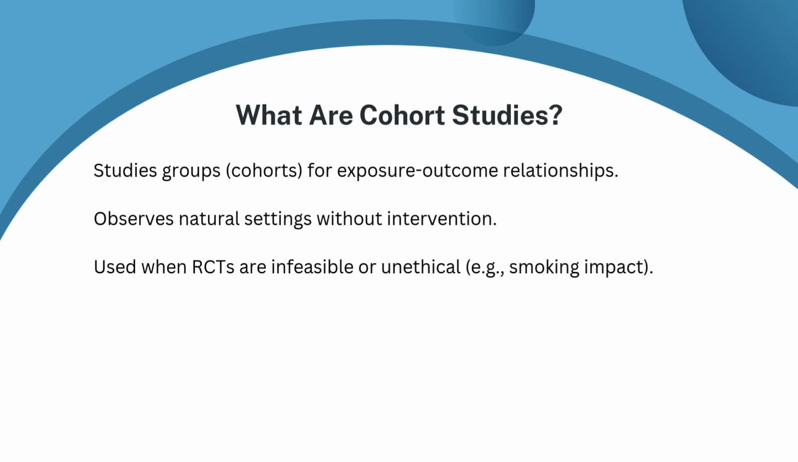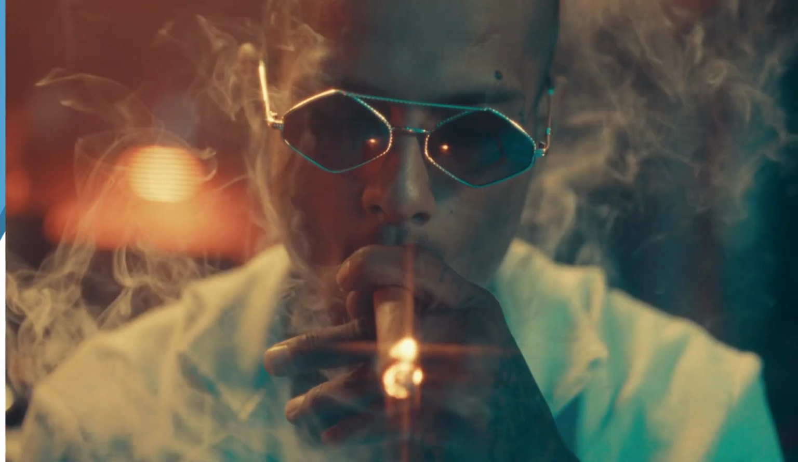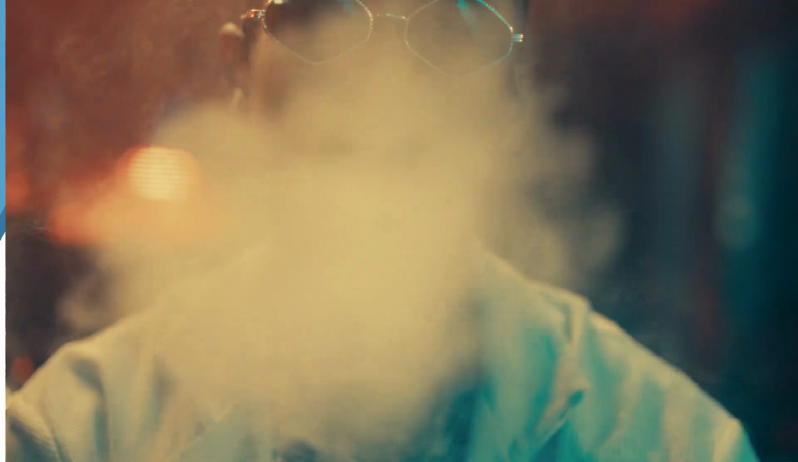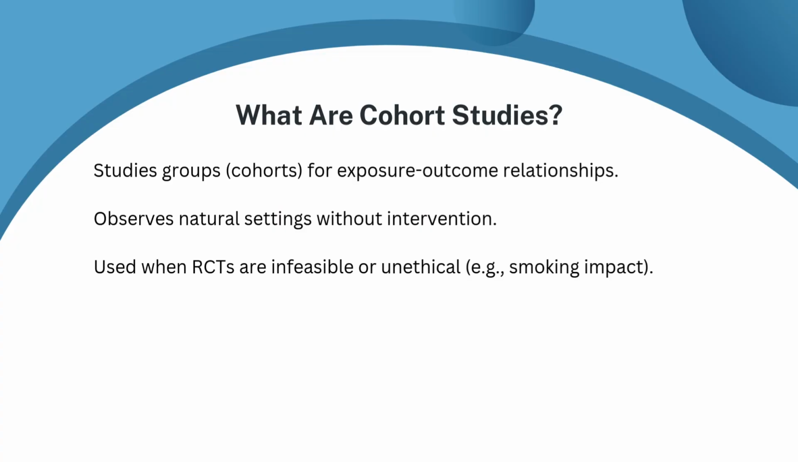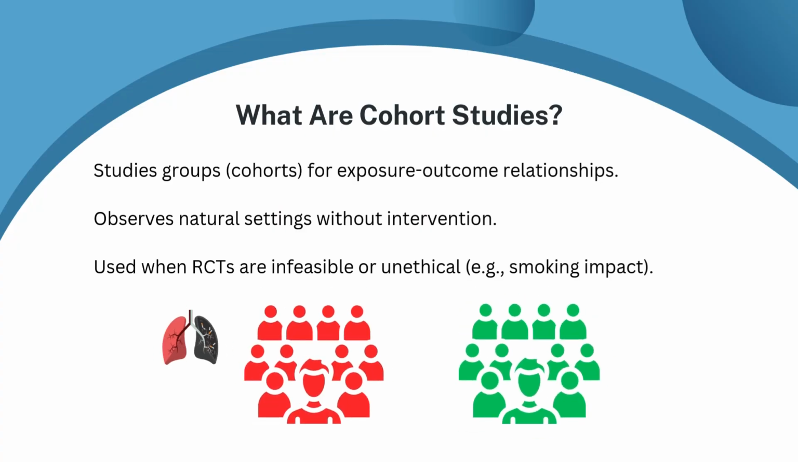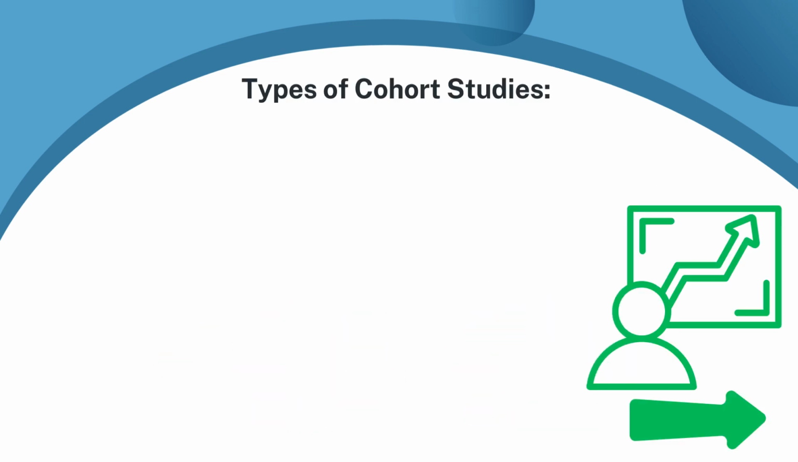Let's have an example. Imagine studying the link between smoking and lung cancer. Assigning people to smoke isn't feasible, but by observing smokers and non-smokers over time, cohort studies reveal how smoking impacts lung health. Cohort studies are often used in public health, chronic disease prevention, and evaluating interventions. They're vital for understanding the broader picture and identifying trends that shape clinical guidelines and public health policies. Now, let's look at the two main types of cohort studies, prospective and retrospective, and explore how they work.